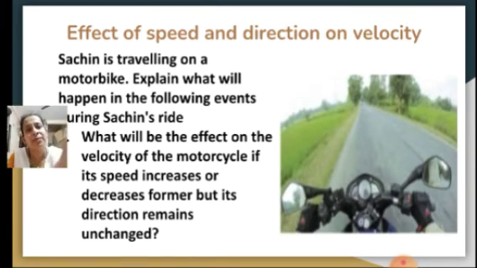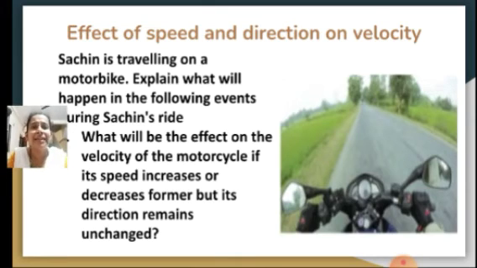That means consider that Sachin is riding along the straight path. Therefore, if the speed changes, velocity also will change. If speed remains constant, velocity also remains constant, and if the speed decreases, even the velocity will decrease. So there is a change in the velocity.